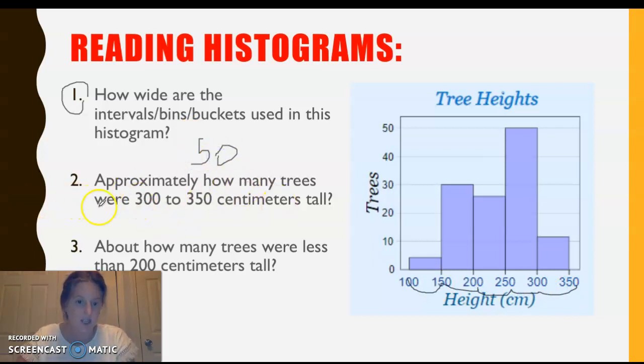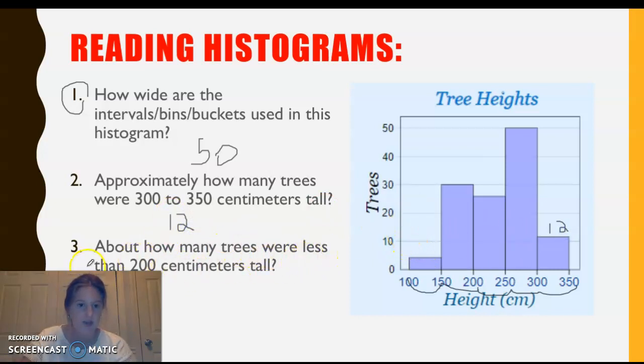Approximately how many trees were from 300 to 350? So this is where I said to write the heights at the top. I'm not going to do this again, but if we want 300 to 350, well, we said that was about 12. So 12 trees range from 300 to 350.